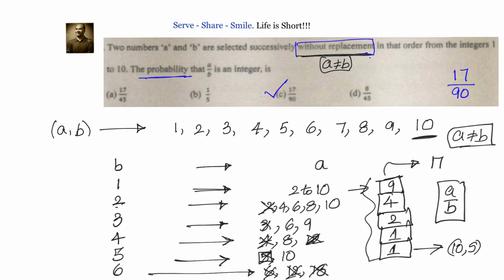Let's take B equals to 2. We have 2, 4, 6, 8, 10. 2 is not allowed. So 4, 6, 8, 10. 4 options are available. Like that we go through 1, 2, 3, 4, 5. When it comes to 6, we realize that we cannot have any values for A for B equals to 6. That means these are the only options available which sum up to 17. So the numerator is 17 and the denominator is 90. So the probability is given by 17 divided by 90.